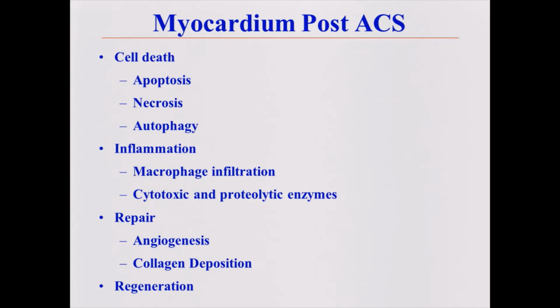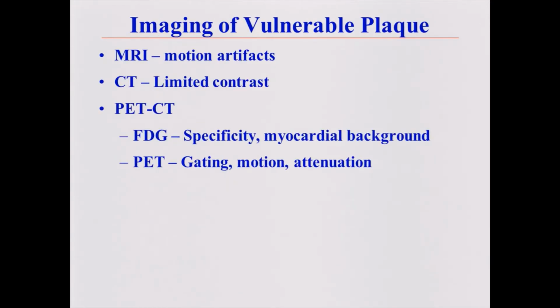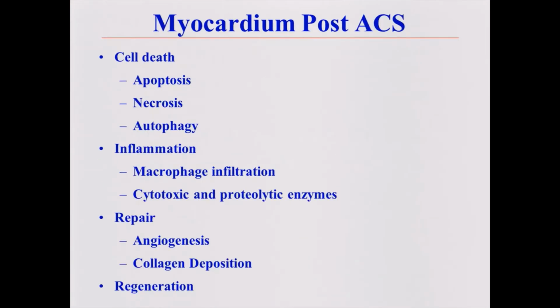The death of cells leads to inflammation with macrophage infiltration, initially the release of cytotoxic and proteolytic enzymes, later reparative processes such as angiogenesis and collagen deposition, and then also there's an interest in imaging regeneration. So it turns out that there are probes that have been described which can image virtually all of these processes. So let's start off by looking at cell death.